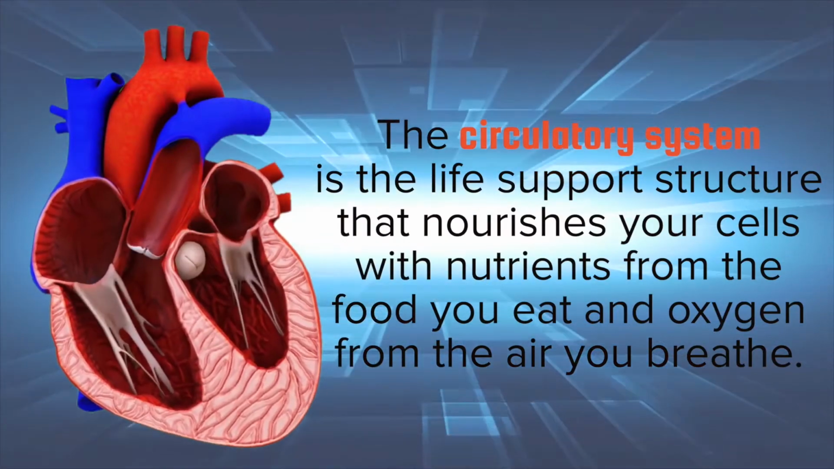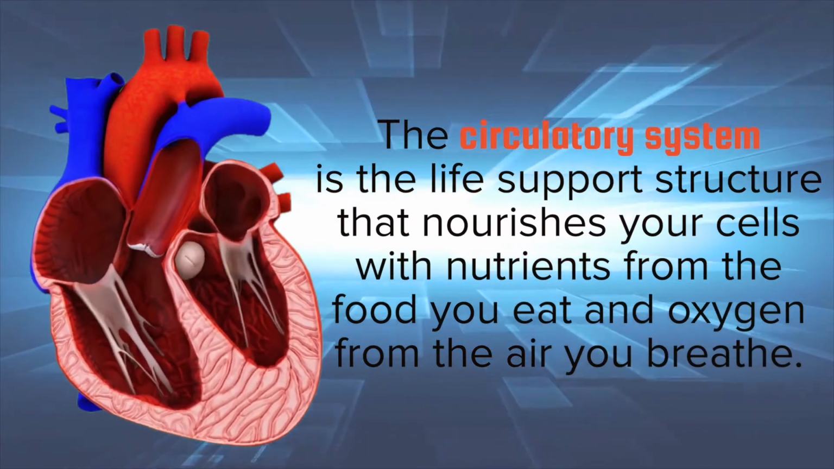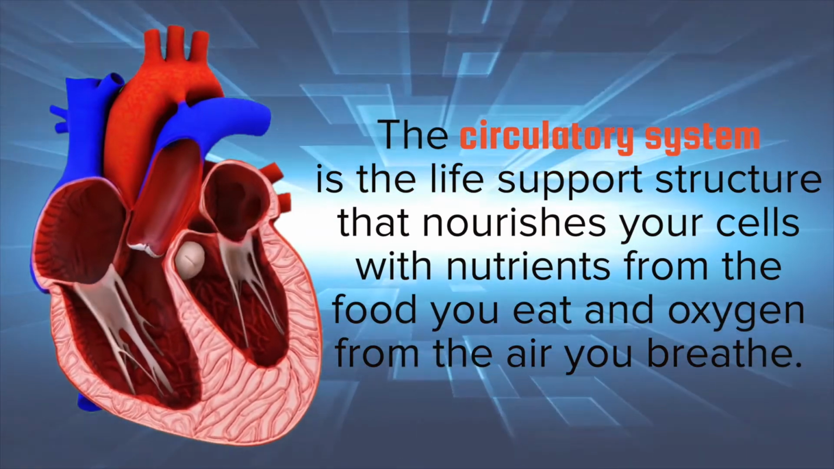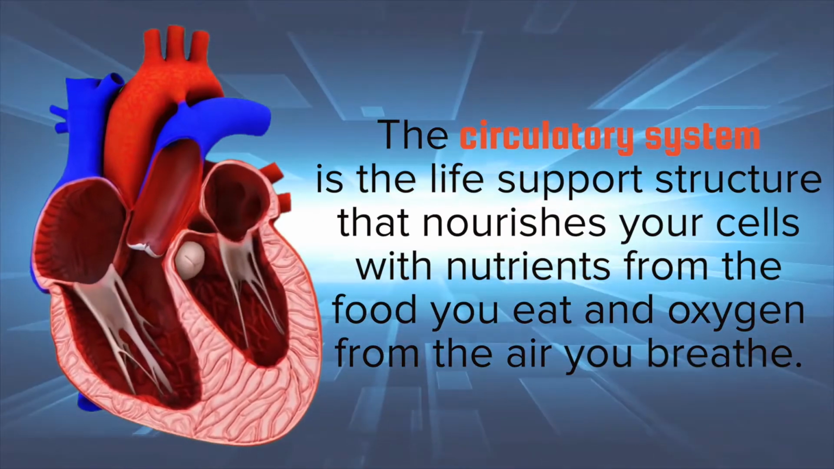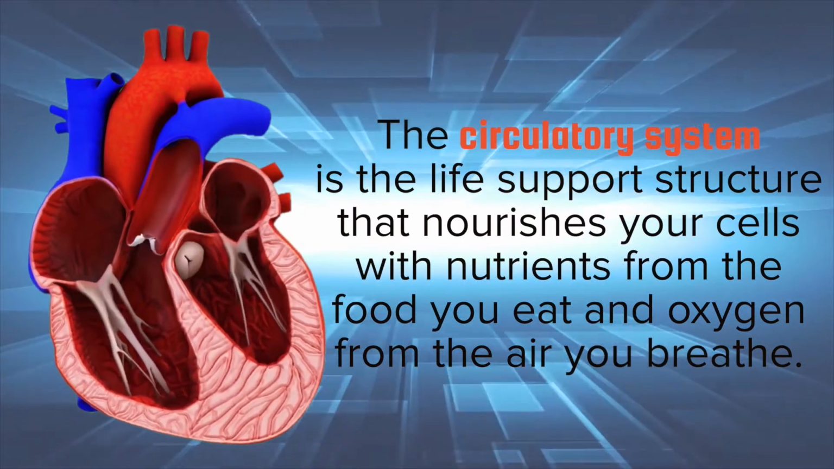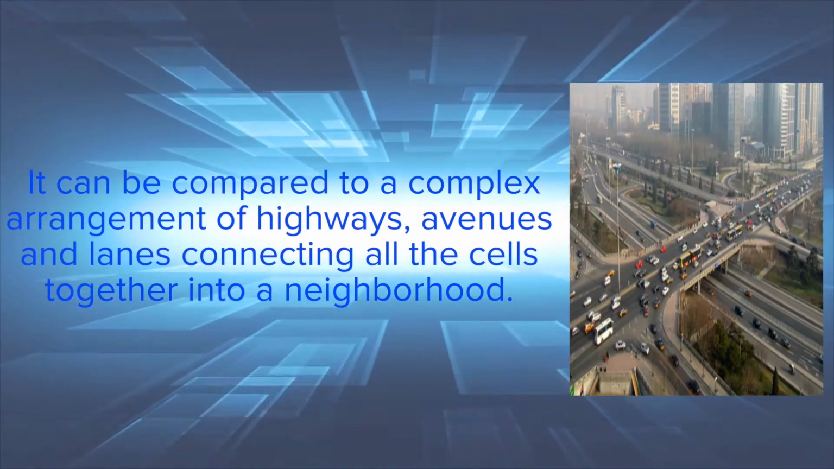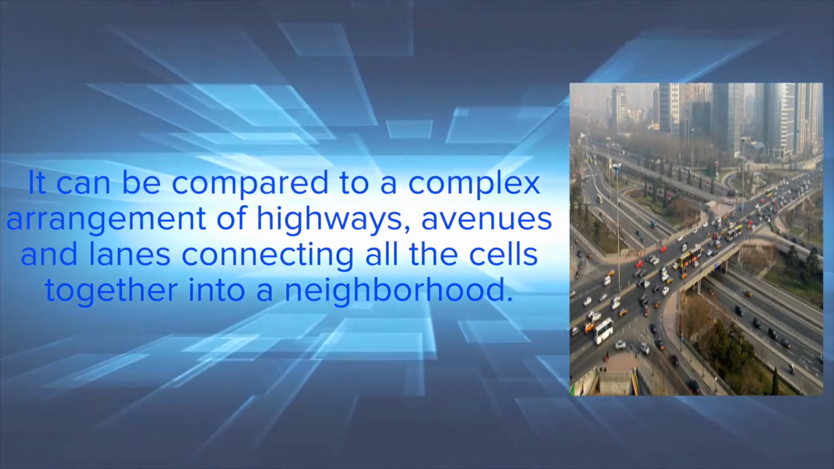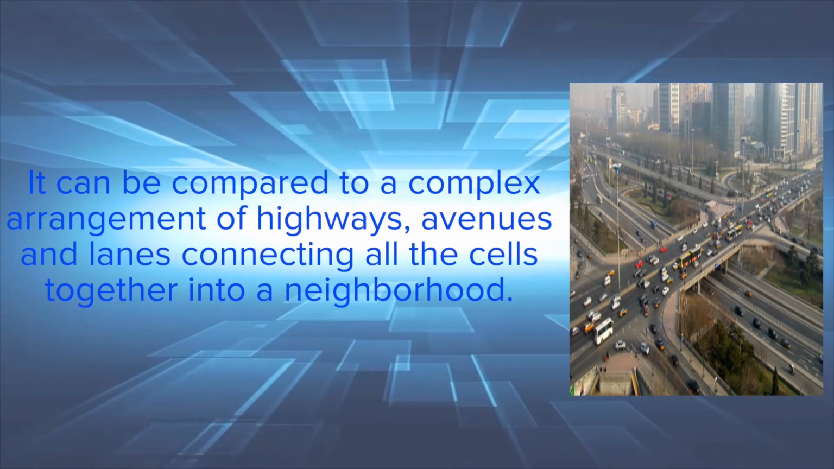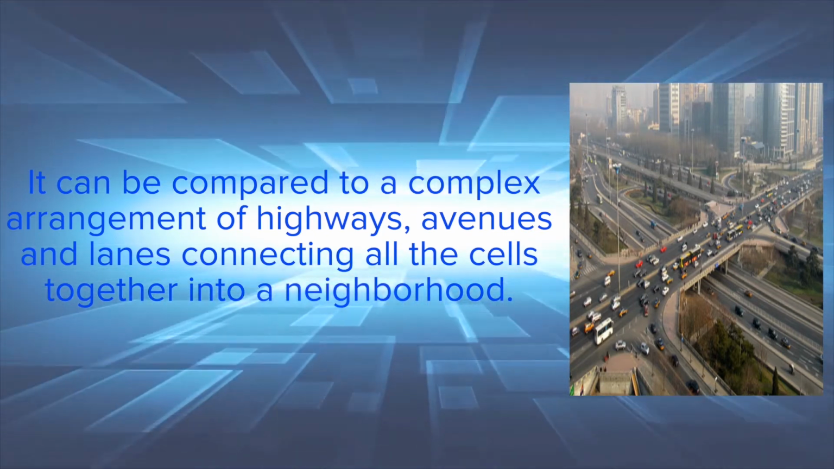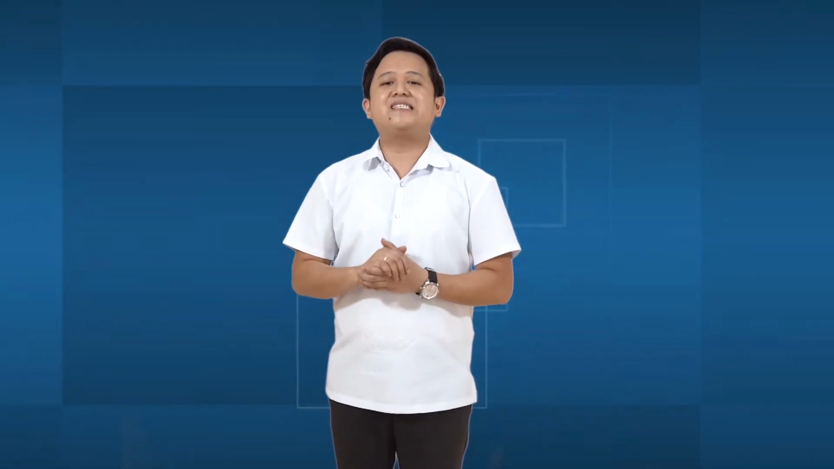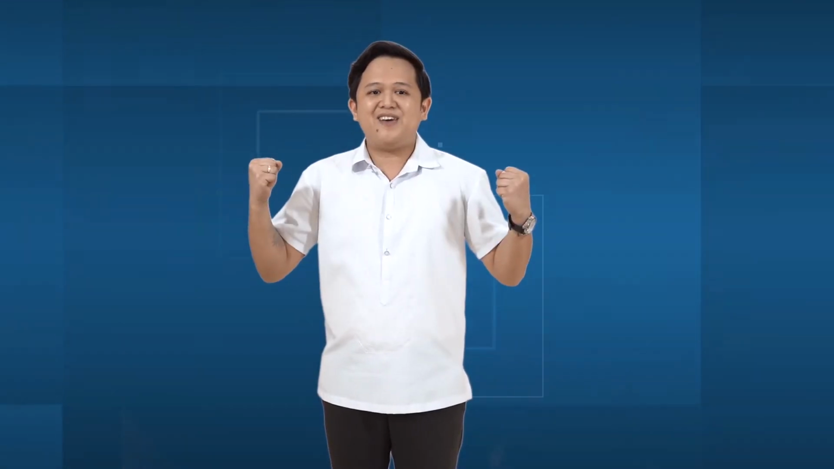The circulatory system is the life support structure that nourishes your cells with nutrients from the food you eat and oxygen from the air you breathe. It can be compared to a complex arrangement of highways, avenues, and lanes connecting all the cells together into a neighborhood. In turn, the community of cells sustains the body to stay alive.